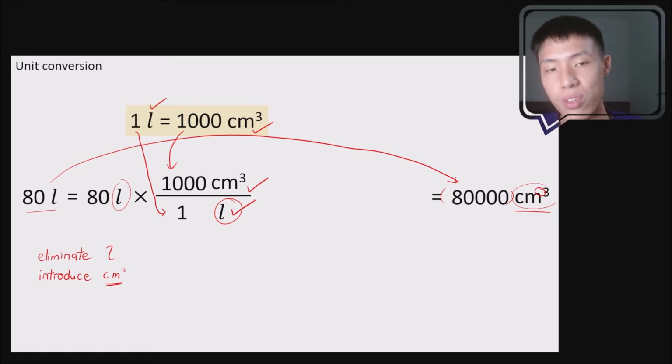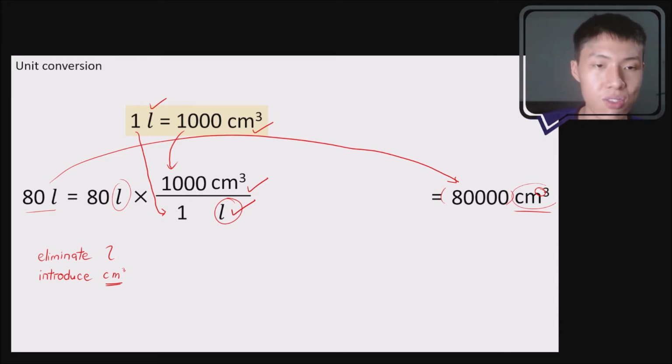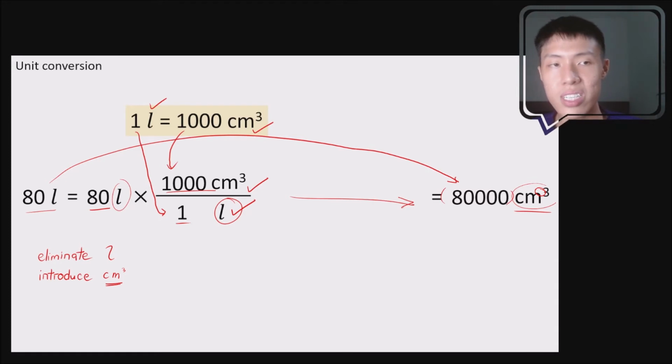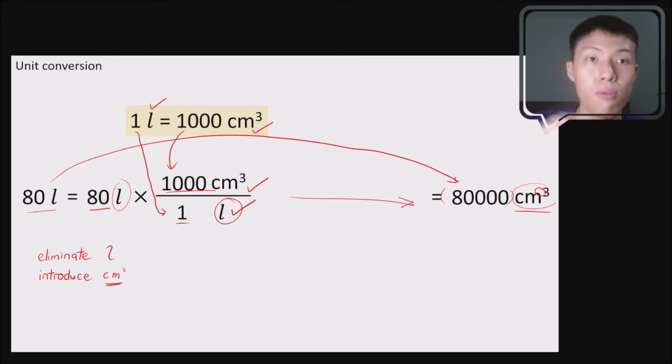So after you put in everything, the last step will be just to calculate. So you just take 80 times 1000 divided by 1000. Once you calculate everything, you know that the answer is 80,000 cm cube. Okay, so this is a very basic systematic way of converting units. Okay, but of course you need to know this in the first place, right?